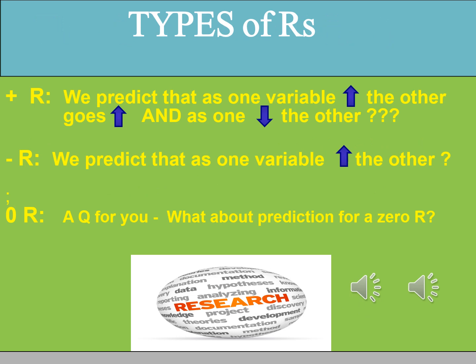So let's consider these three types of correlations. For a positive correlation, remember correlations are all about prediction, let's say we predict this one variable increasing. What do you think the other one will do? It will also increase typically. So as one variable increases, the other usually increases, and if one decreases, the other usually decreases too. As one goes up, the other tends to go up. As one goes down, the other tends to go down.